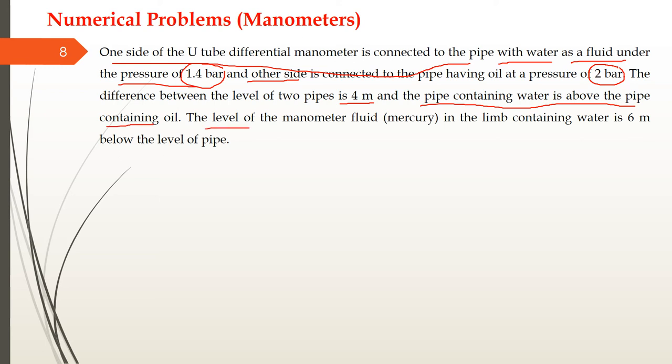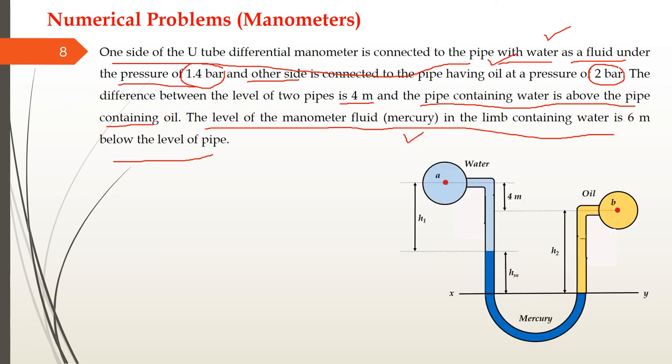Also, the level of the manometric fluid, that is mercury, in the limb containing water is 6 meters below the level of the pipe. So we have basically 3 fluids in this case. You can recognize one is your water, another is your oil, and the third one is the manometric fluid, that is your mercury. So this will be the case.